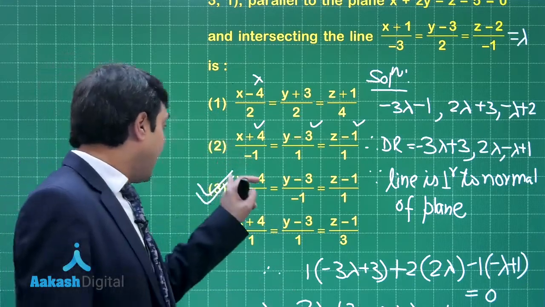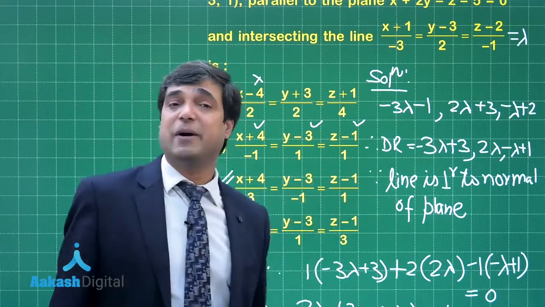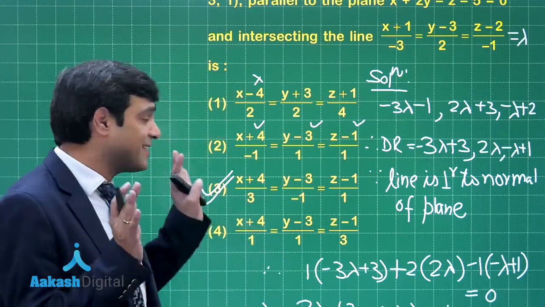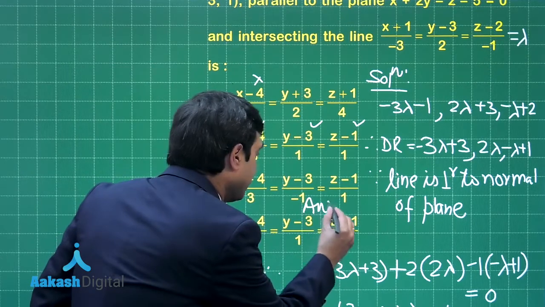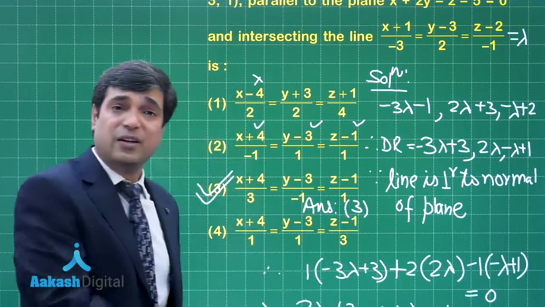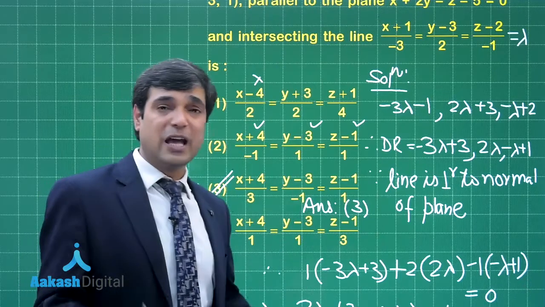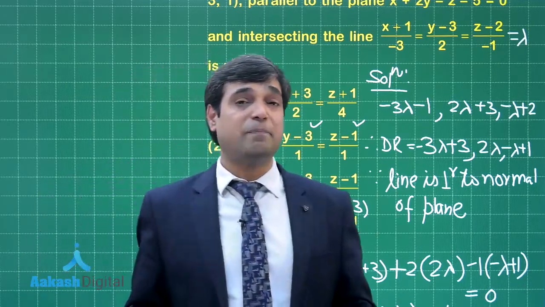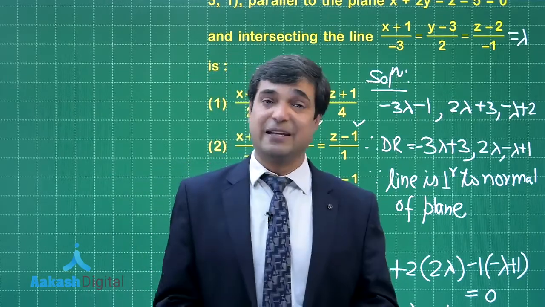So we have x plus 4 upon 3 equals y minus 3 upon minus 1 equals z minus 1 upon 1 as the required line. So let's write down the correct answer is option number 3. So I'm sure this point is clear how this question of 3D is being solved. So this was about the first paper, that is the paper of 9th January morning shift mathematics from JEE Mains. Thank you so much.